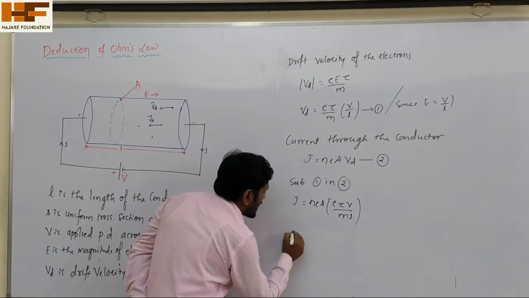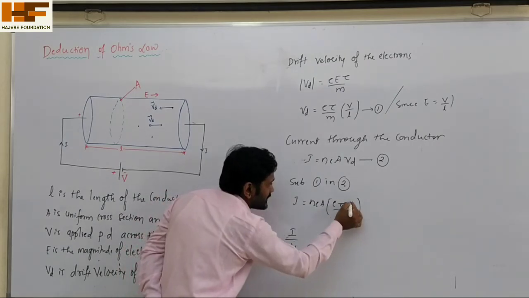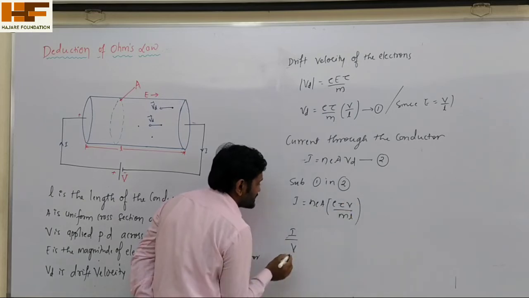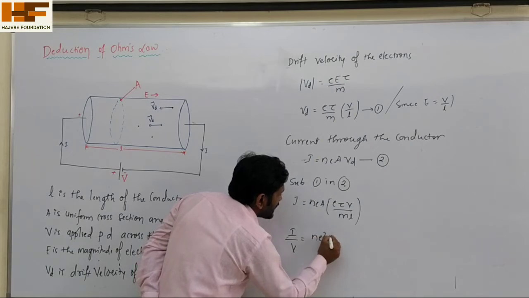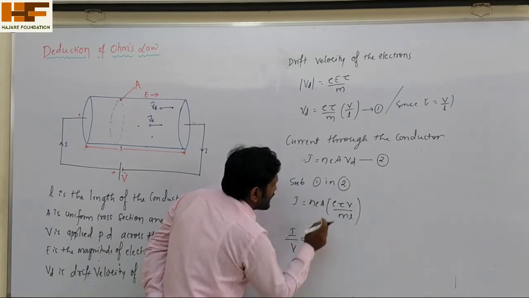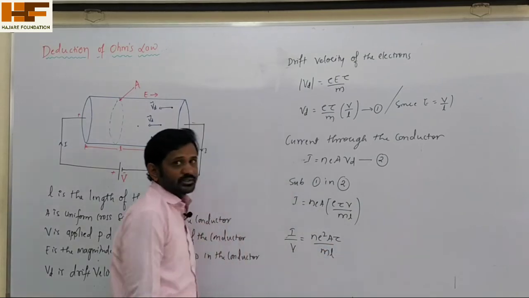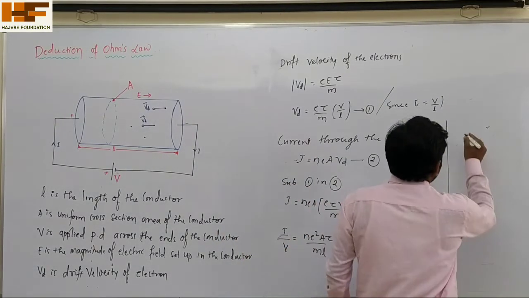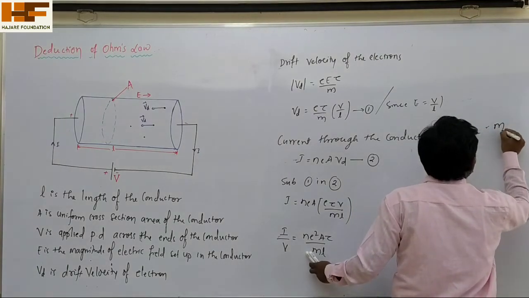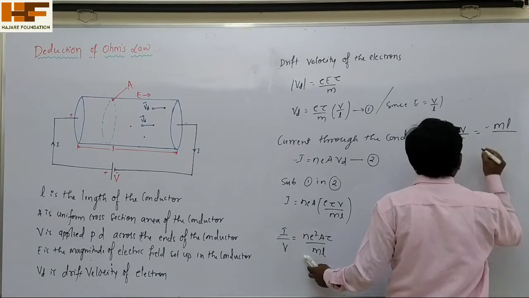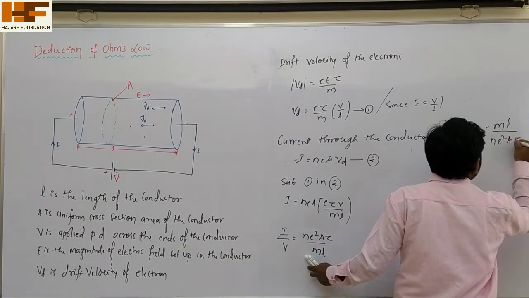Or this one, shall I write I upon V. Here V is the potential difference, and taking it to this side, I by V is equal to n e square A tau upon m L. This one, we can write V divided by I is equal to m L upon n e square A tau.